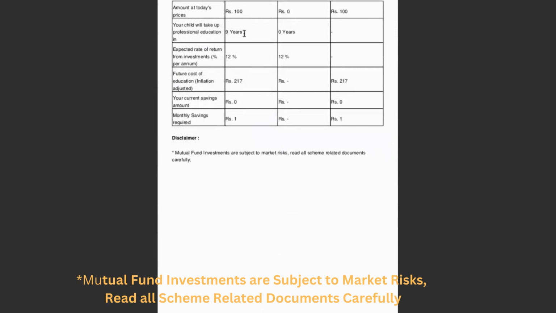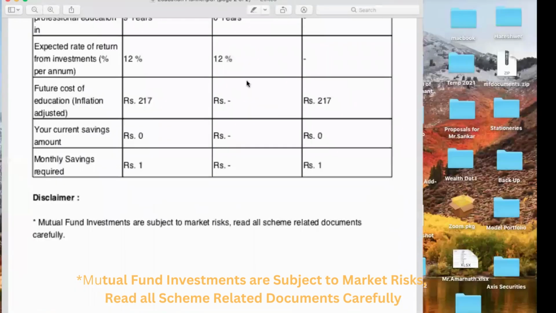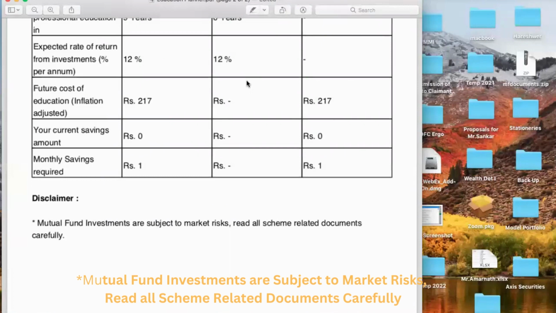This is the answer. Your child will take a professional education in another 9 years, wherein the child's current age is 9. That's what we have assumed. So 9 plus 9 is 18. Expected rate of return is 12. Future cost is 217. Current savings 0. Monthly savings required is rupees 1. That is what we have already discussed. 1% of today's cost or 0.5% of future cost. This is how one can plan their child's education needs through mutual funds.